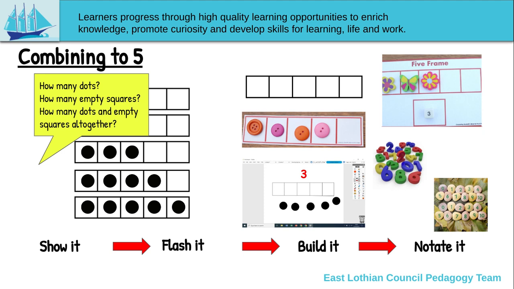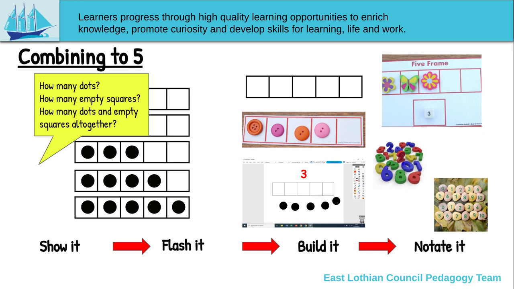Once you've worked with showing it and flashing it, children can then start to build the patterns. They can build it on an empty 5 frame, like the one at the top of the screen. And then, as you flash the card with the combination on it, or you say the card, they can use an empty 5 frame and build patterns with buttons or conkers or cubes or spots on a whiteboard pattern. And the teacher can ask the key questions. How many dots, how many empty squares, how many dots and empty squares altogether.